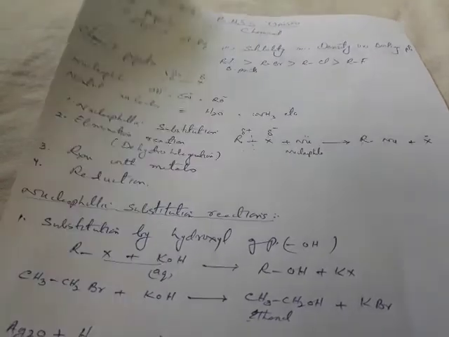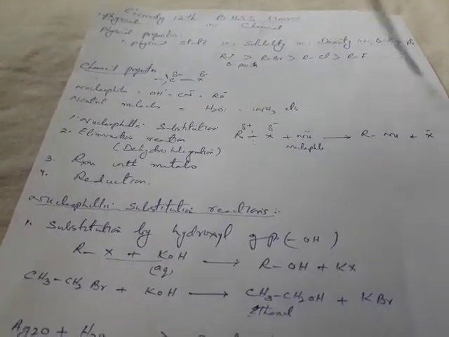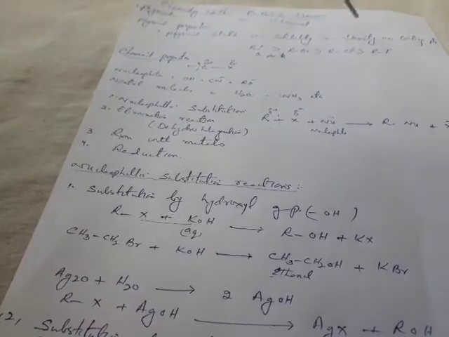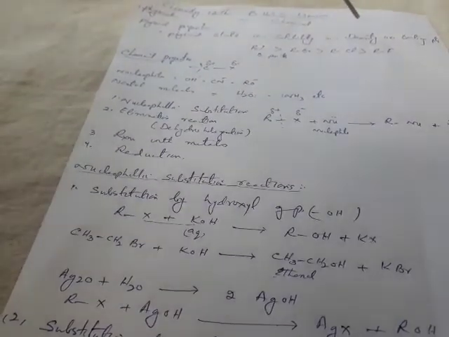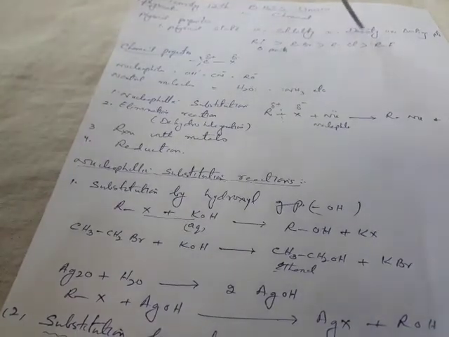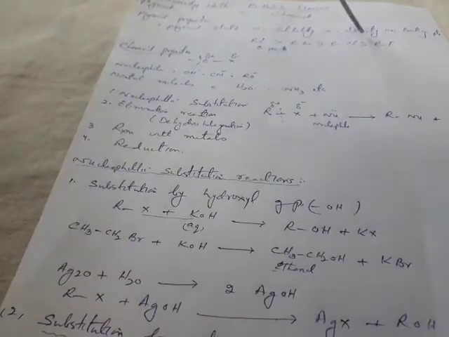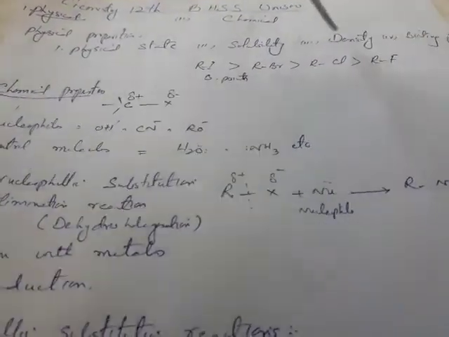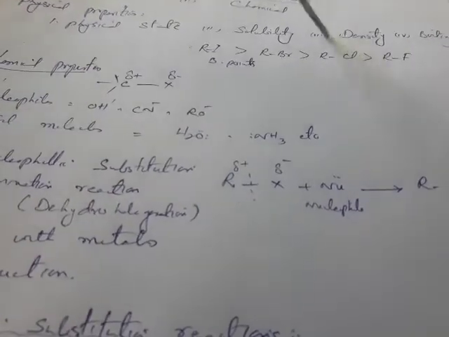Now as far as the density of these alkyl halides is concerned, as you know, density is mass over volume. Since these alkyl chlorides are generally lighter than water, their density is less as compared to that of water, whereas the corresponding alkyl bromides and alkyl iodides are heavier than water. Obviously their density will be greater.